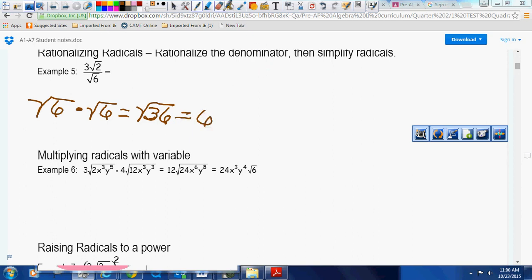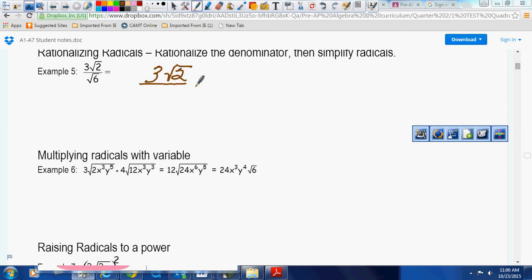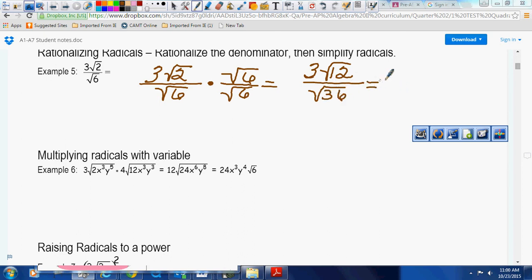So based on that, what do I know that I can multiply any number by and not lose that value? That's correct, a 1. So if I take 3 square root of 2 over square root of 6, and because I want to get rid of that square root of 6, I know I can multiply it by the square root of 6, but in order not to change the value of this whole term, I'm going to put a square root of 6 here. Because what is the square root of 6 over the square root of 6? That's correct, 1. So when I multiply across, I end up with 3 square root of 12 over the square root of 36.